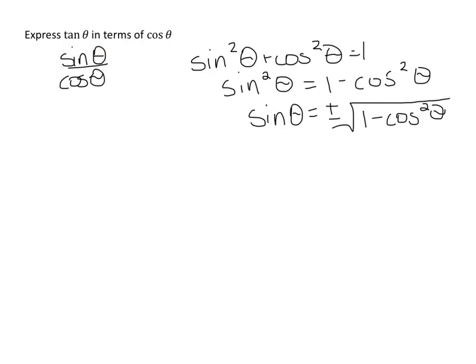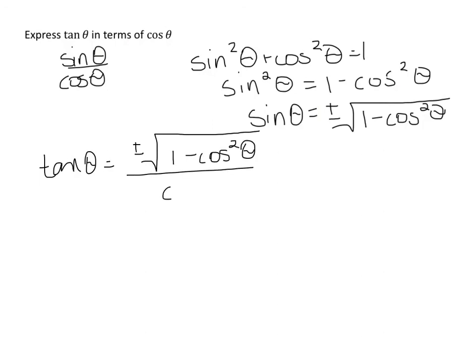Now that I've done this, I can substitute all of this information in place of sine. So when I do, I get that the tangent is equal to plus or minus square root of 1 minus cosine squared over cosine of theta. And now I have expressed tangent in terms of only cosine. So if you notice, there's only cosine here.